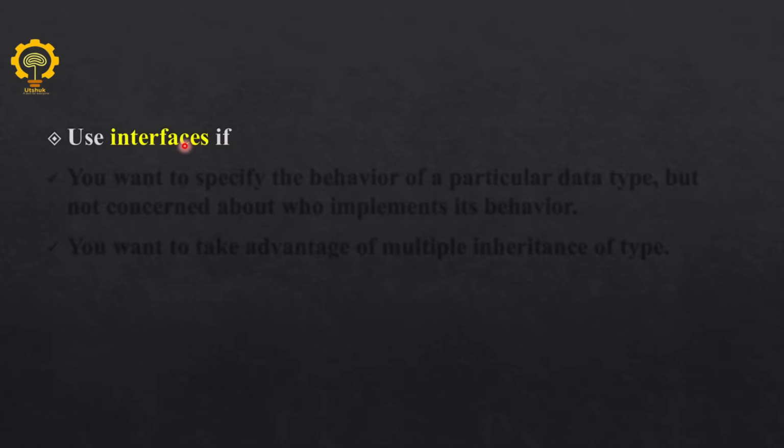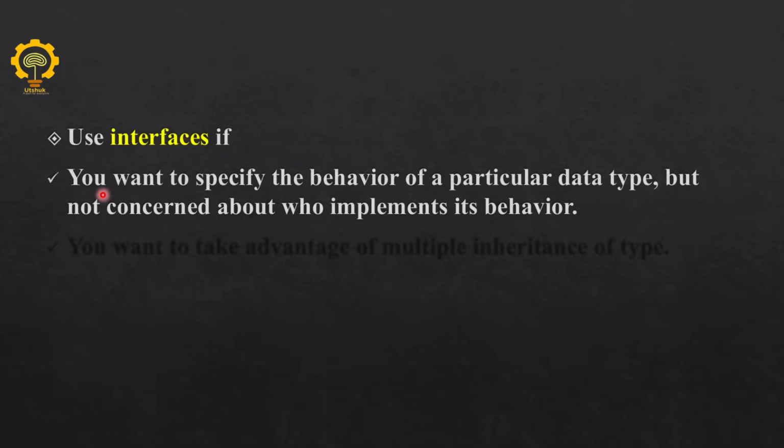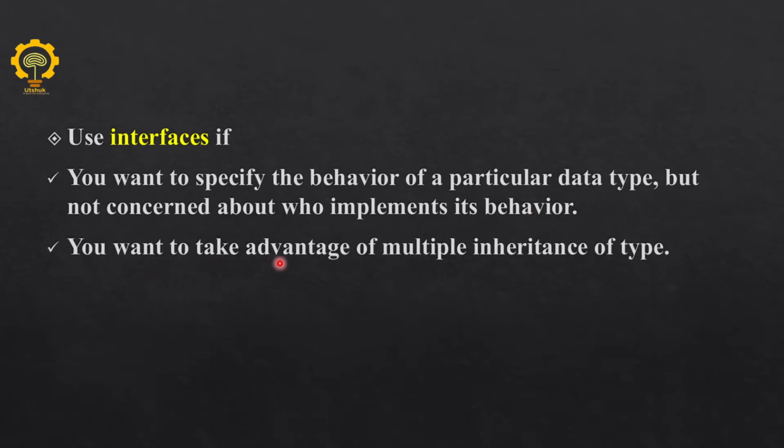So let's see when to use interfaces. If we want to specify the behavior of a particular data type but are not concerned about who implements its behavior, then we can use an interface, as the methods in an interface are only declared but not implemented. So if you want to specify only the behavior of a particular method or data type and you don't care about the implementation of its behavior, you can use interfaces. Also, if you want to take advantage of multiple inheritance, we can use interfaces.